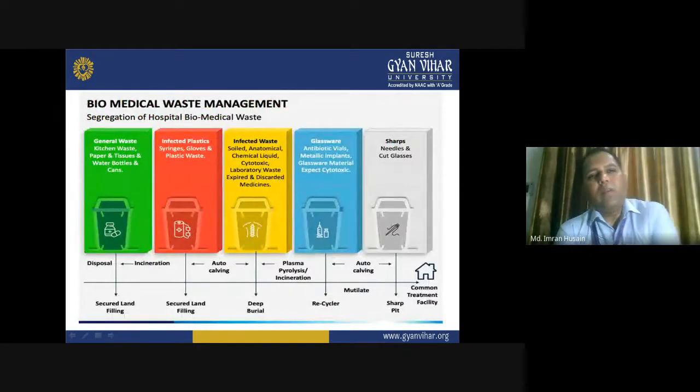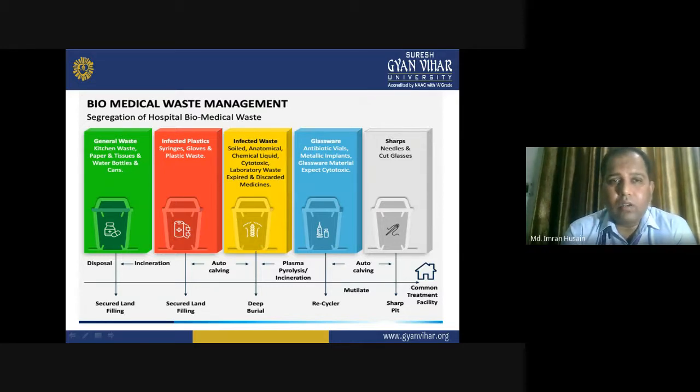So, biomedical waste management. Here you can see the segregation of hospital biomedical waste, and how one should deal with it. The first thing is the green color. You can see general waste, kitchen waste, paper, tissue, water bottles and cans. All such things are disposed of in a green color container, and before they are secured in landfilling, they are incinerated.